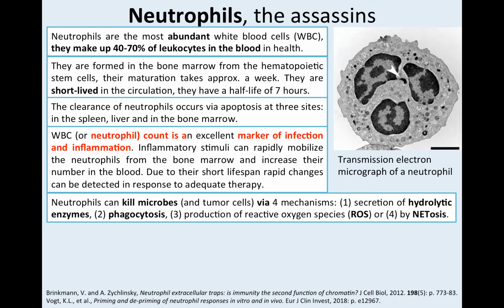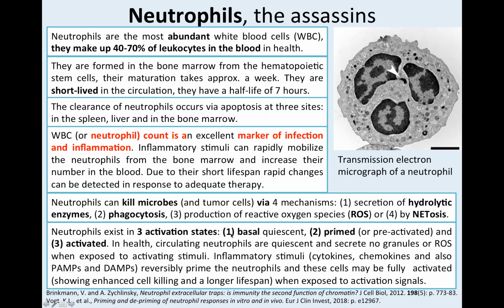They will kill the microbes via secretion of their granules. These granules of the cells contain various enzymes and toxic materials which can kill the germs, or they can phagocytose the microbes and lyse them within the cells. They can produce reactive oxygen species, and those combined can also kill germs. And they have a fourth way to kill the germs, and that's NETosis, which is responsible for the extracellular killing mostly.